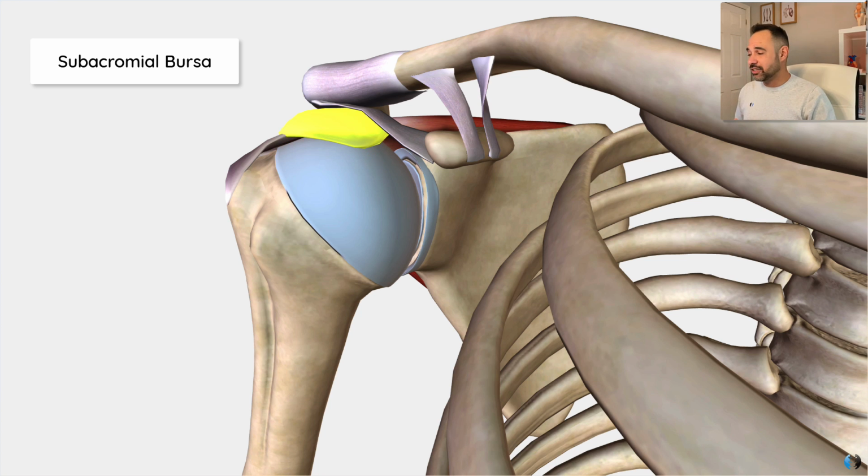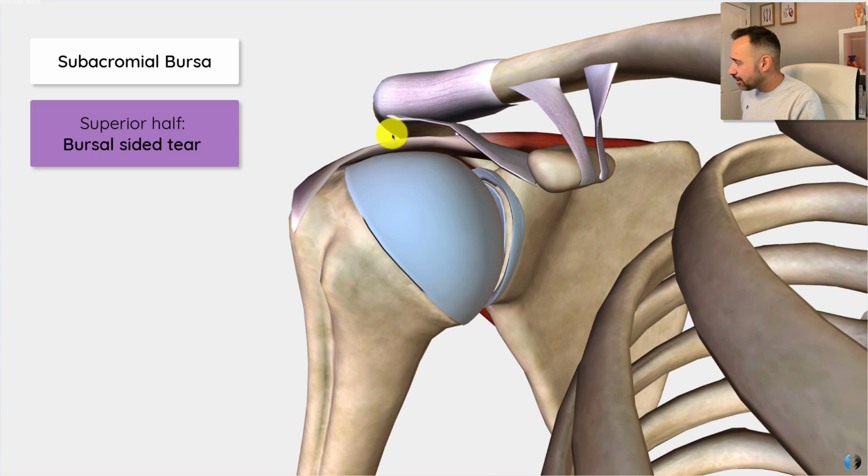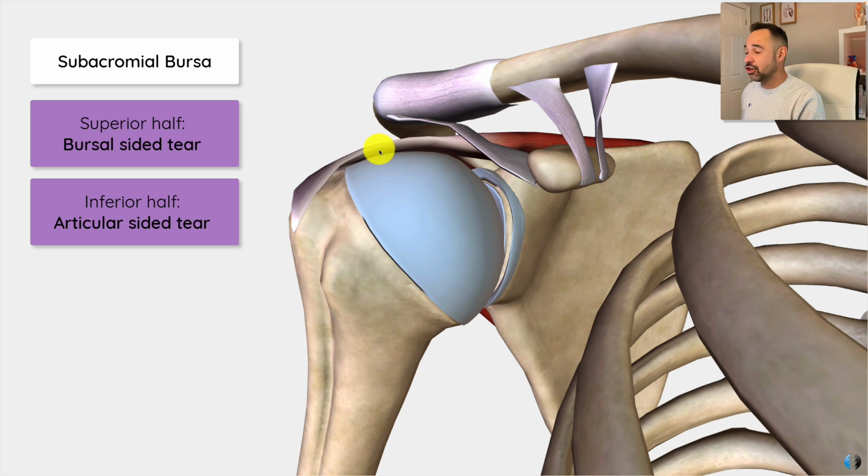And the idea is that when we have a tear, it can either be described as the superior half, where it's a bursal-sided tear because it's closer to the bursa, or an articular-sided tear, which is on the inferior half and therefore sits closer to the articulation between the humeral head and the glenoid, and that's referred to as an articular-sided tear. Okay, so now we've done the anatomy, let's dive into the research.